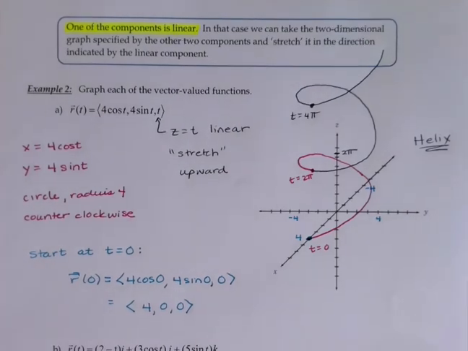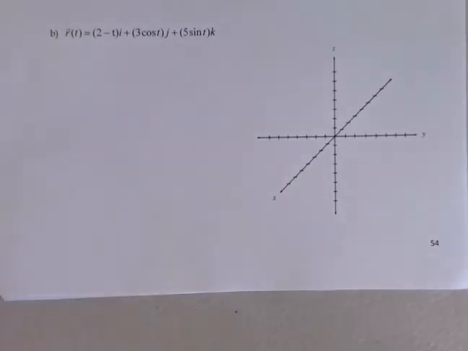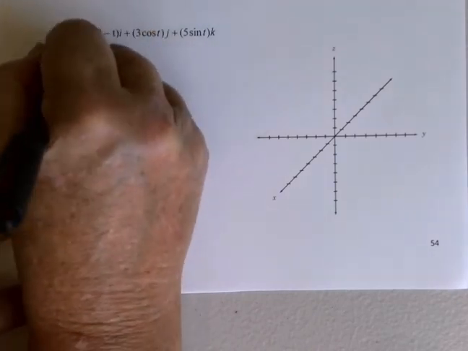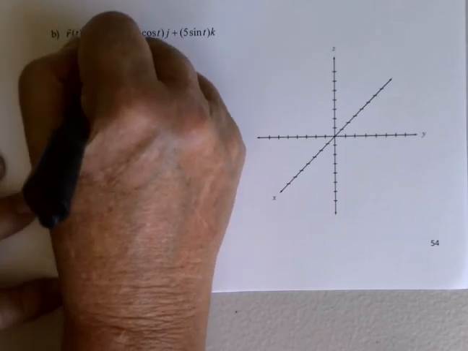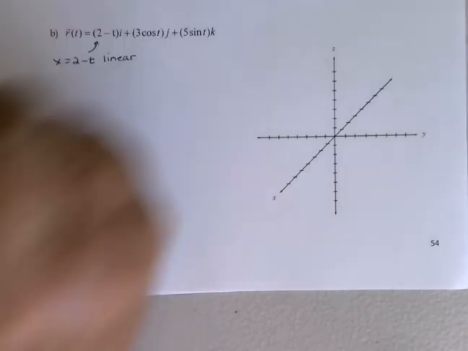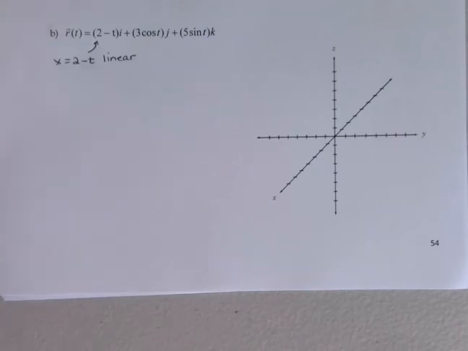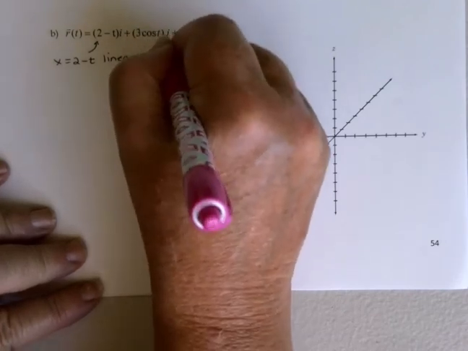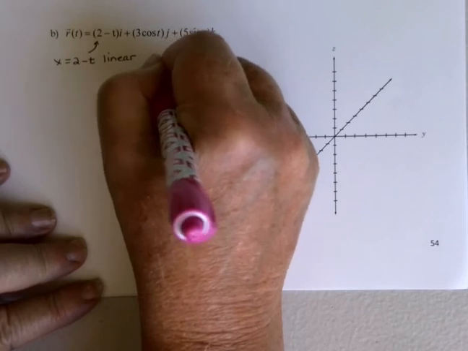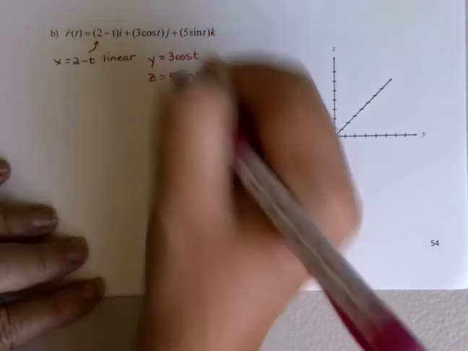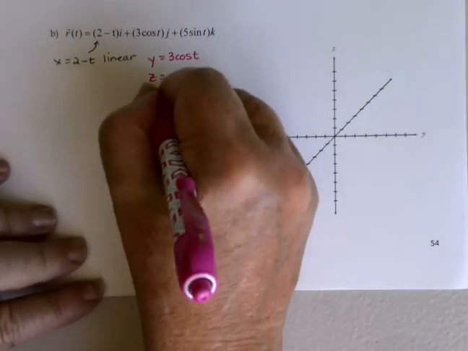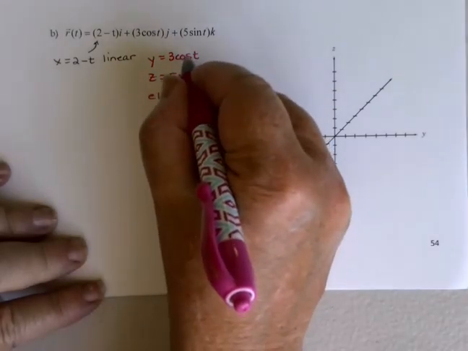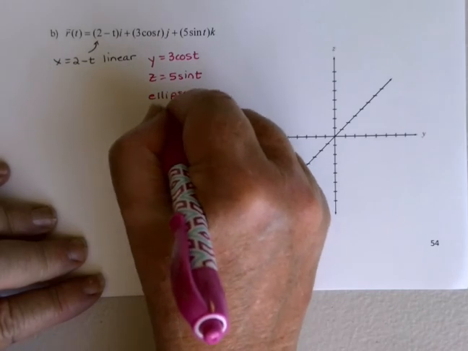Let's try another one kind of similar to this. In part B, the linear term this time is the x. And we'll come back to that in a few minutes, but let's think about the y and the z first. We've got y is equal to 3 cosine t, and z is equal to 5 sine t. So with different coefficients, this is an ellipse. And y is cosine, that's the first variable, z is sine, so we are going counterclockwise.